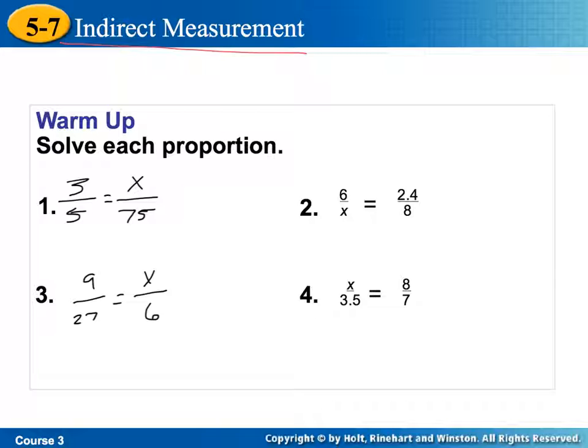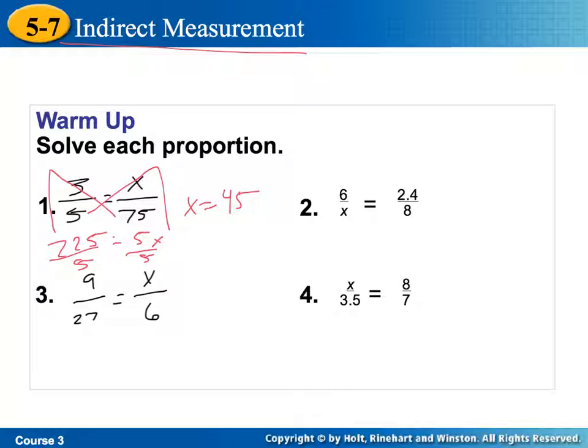All right, here we go. So we have 3/5 is equal to x over 75. How do you solve these proportions? Well, first things first, we need to cross multiply on each side. So when you take 75 and multiply by 3, you get 225. On the other side, you get 5x. When you divide by 5 on each side, your answer is going to equal 45.